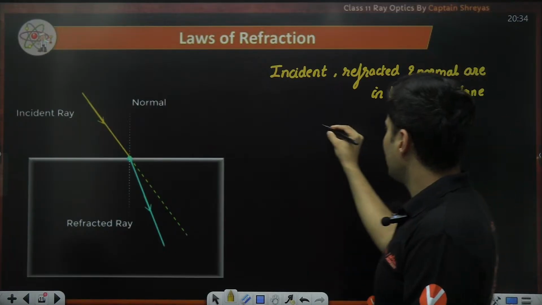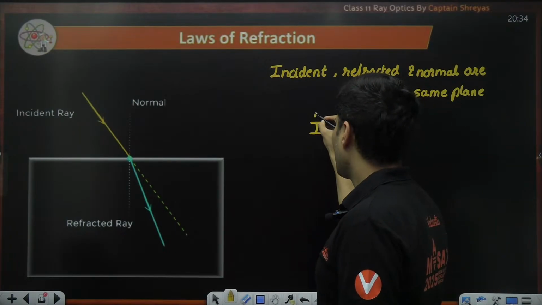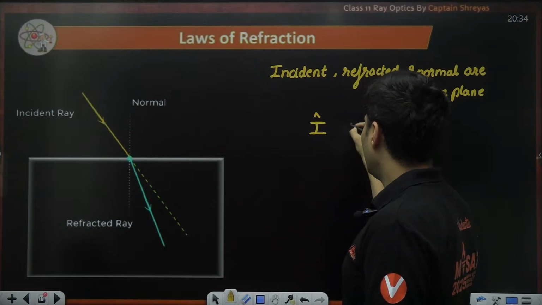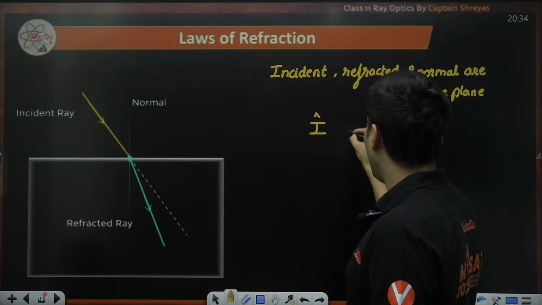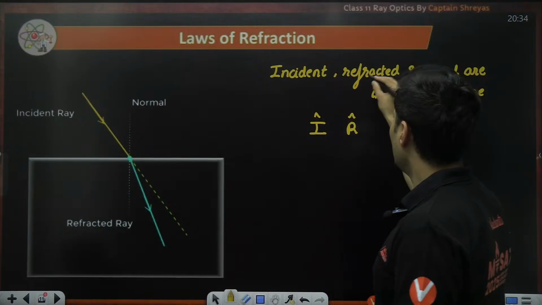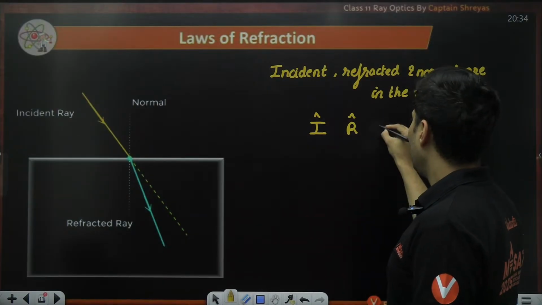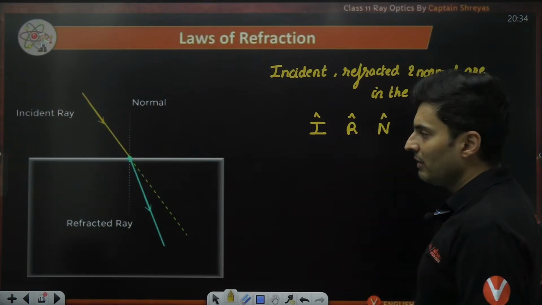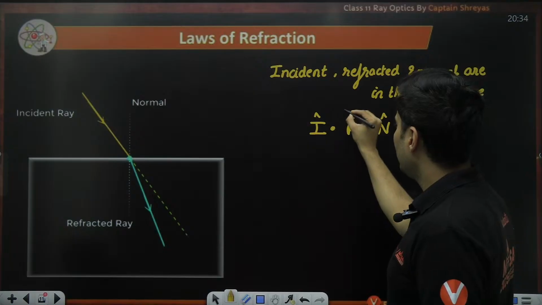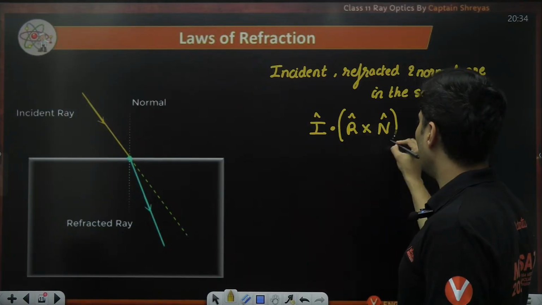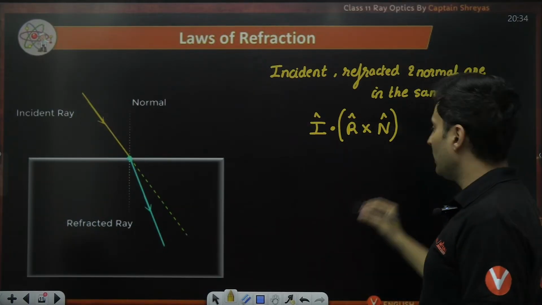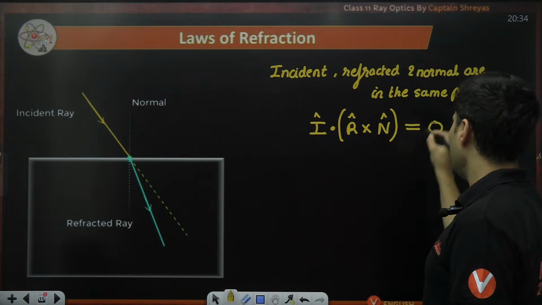And if I use I cap as the unit incident vector, r cap as the unit refracted vector, and n cap as the unit normal vector, then the scalar triple product, which is a dot with a cross, will always be 0.